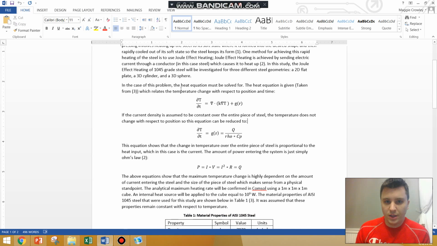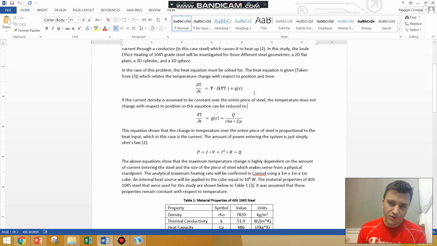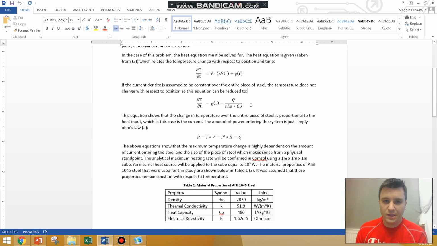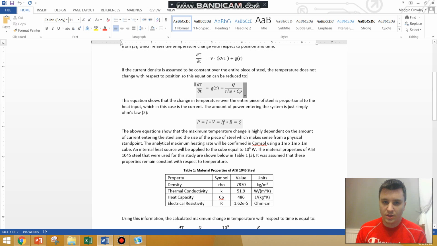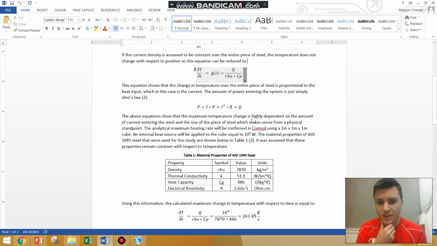So that paper led me to this general heat equation, right? You have a change in temperature with respect to time, and there's a positional term here, and then there's a heat generation term here. If you assume that the current going through the piece of steel is constant across the whole piece of steel, then that positional term could get canceled out, and you're just left with this heat generation term, which is just equal to the current coming in times the voltage, or the current squared times the resistance of the steel. So I basically wanted to use this equation to figure out exactly how fast the steel can heat up if a certain current is applied to it or across it.